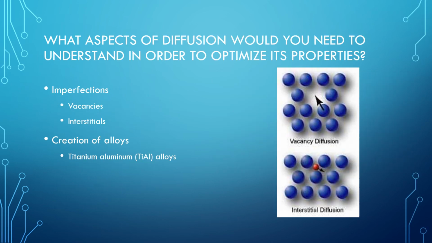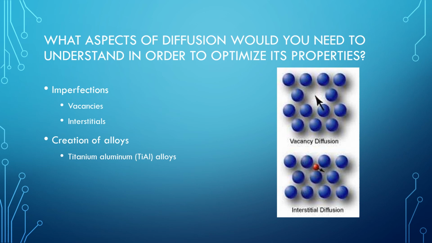Imperfections are a major aspect of diffusion that need to be understood when optimizing a material's properties. Two of the most important imperfections pertaining to jet engine turbine blades are vacancies and interstitials. This is because these imperfections aid in the creation of metal alloys. Jet engine turbine blades are often made from a titanium aluminum alloy. This is due to the blades needing to have aspects of both aluminum and titanium.